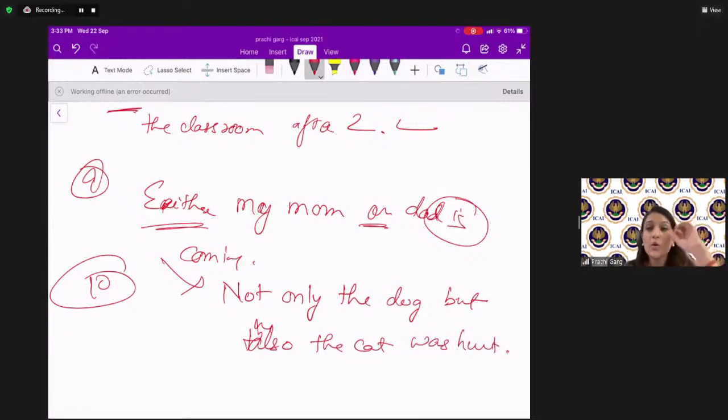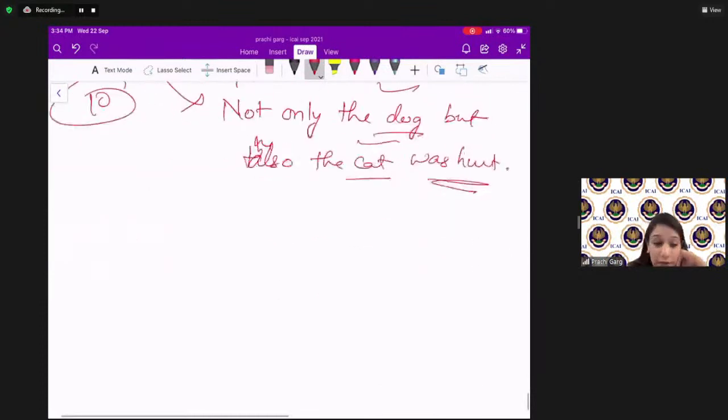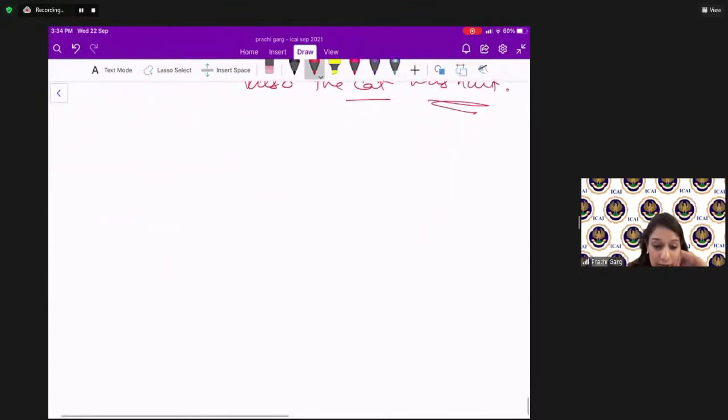So the golden rule here is if both the subjects are singular, right? Not only the dog, but also the cat was hurt. So we're talking about both of them being hurt. But if they both are similar, we use the singular. Okay. Next, yes, I was telling you about the measurements.